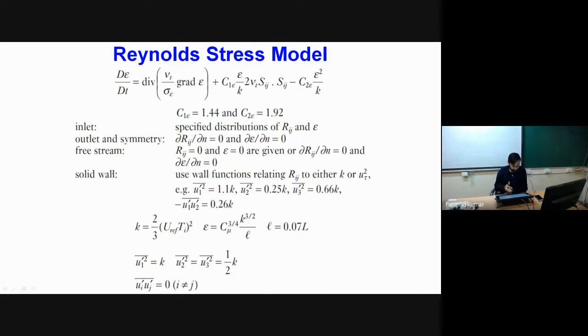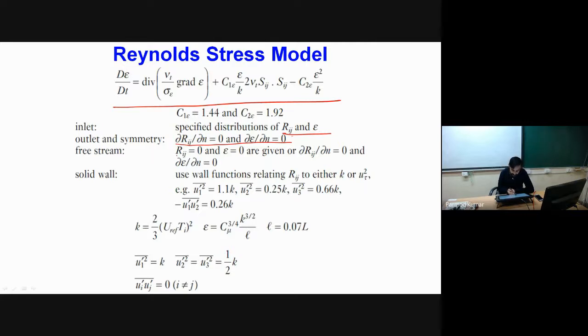And this is the additional equation of the dissipation term, which I told you that we have to solve. This is similar to the equation which we used in our standard K epsilon turbulence model. Now these are the boundary conditions. These are also similar to the K epsilon model: near the inlet we have to specify the value of stress as well as epsilon. Then for outlet and symmetry, we can specify gradients to be 0.